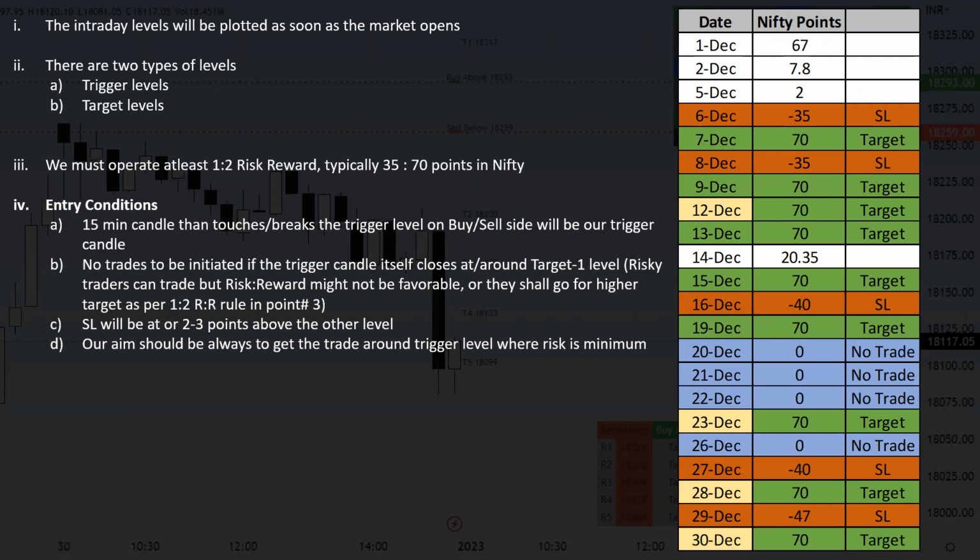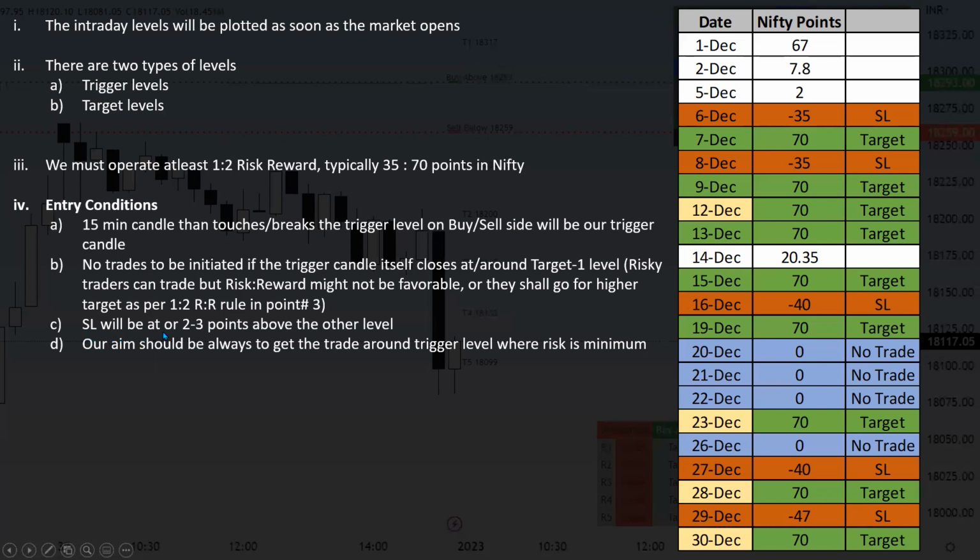On the 15 minute candle, no trades are to be initiated if the trigger candle itself is above target 1, which I just explained. Risky traders can still trade, but risk to reward might not be favorable, or they should go for a higher target. If you are initiating from so far away, then your target should also be further. I'm telling this because people ask me this question and I don't want to get spammed. I have written all the instructions properly, so follow them.